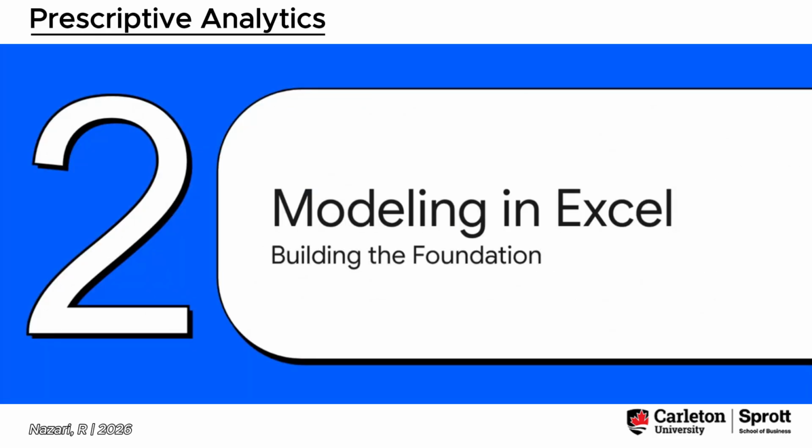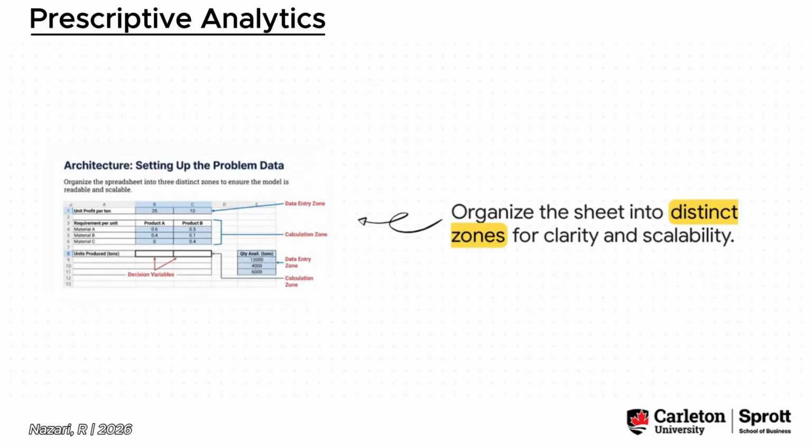Okay, with the logic all mapped out, let's jump over to Excel and see how we actually build this thing. This is where the magic really starts to happen. A clean setup is absolutely key to making this work. We organize our sheet into these really distinct zones, one for data entry, things like profit per ton and how much material we have, and another for our calculations. But the most important part by far are these 2 blank cells, our decision variables. These are the numbers we're going to ask Solver to find for us.